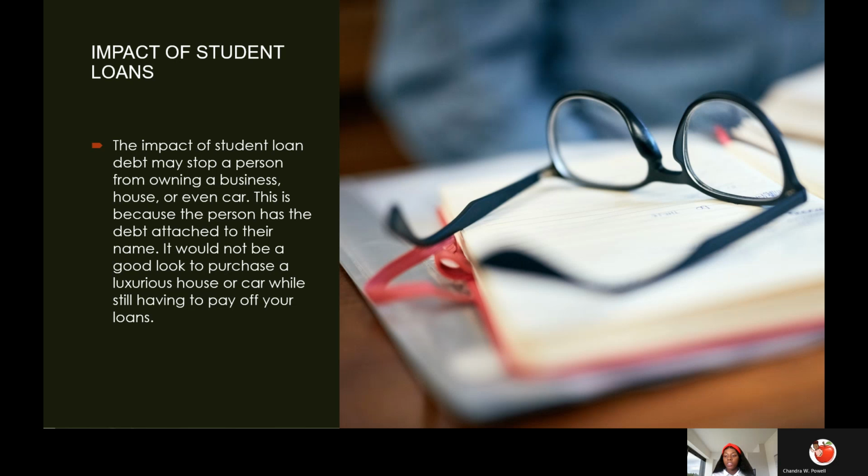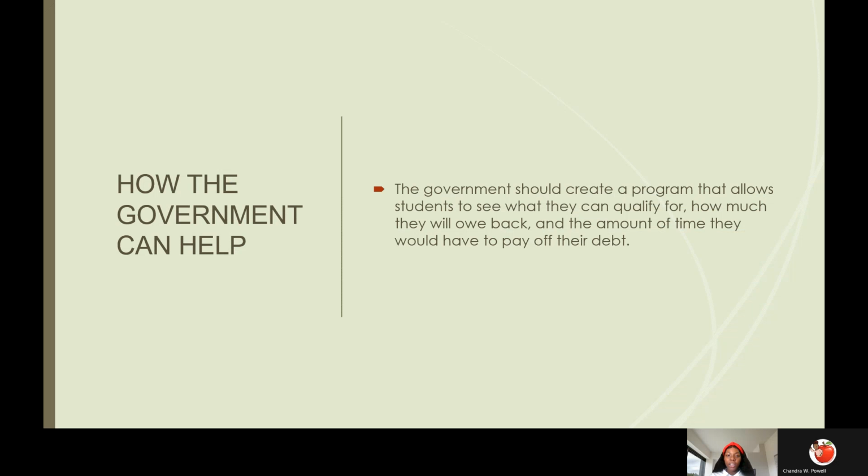The impact of student loans, how they affect the person itself. This can affect a person by stopping them from owning a business, a house, or even a car. This is because they have debt attached to their name, and financial planners may see that they are irresponsible and still have a pending loan that they haven't paid back yet. So it'll be hard to do anything if you have loan debt.